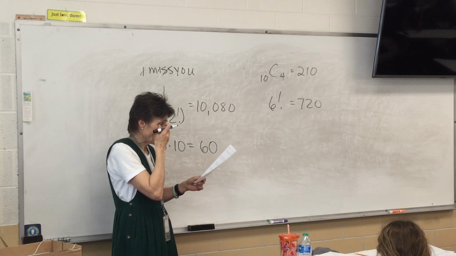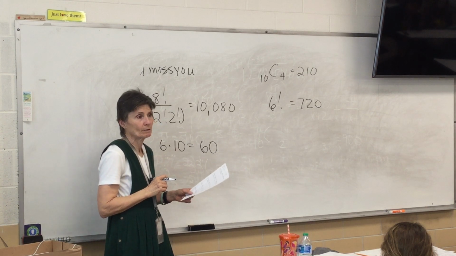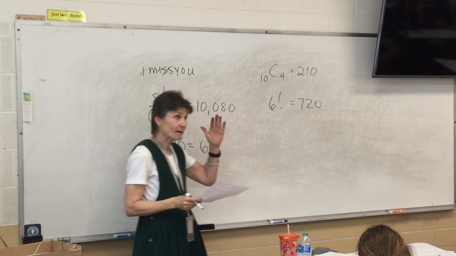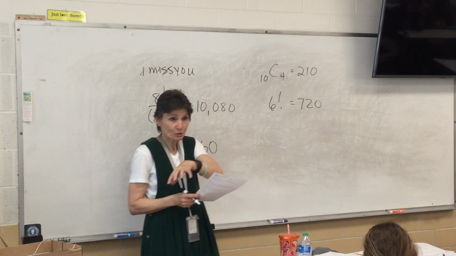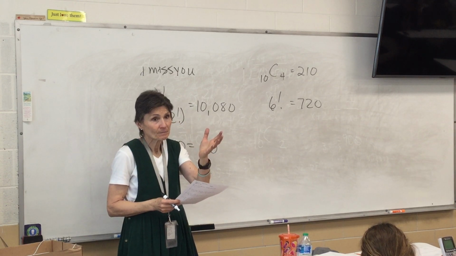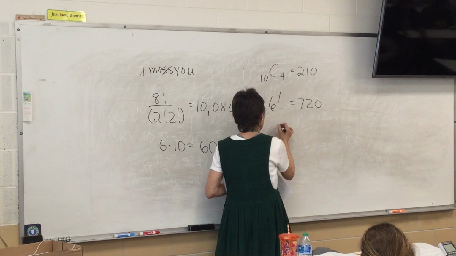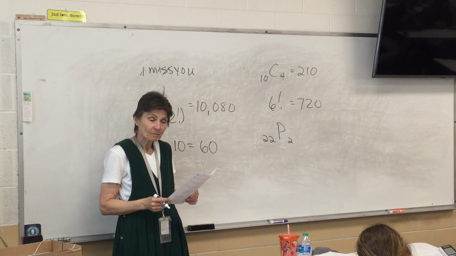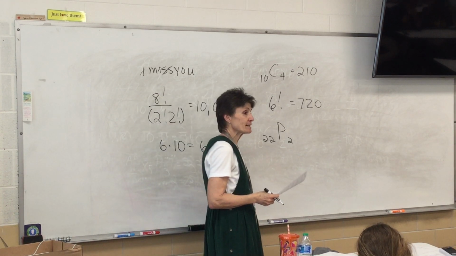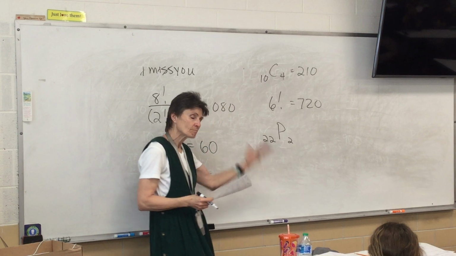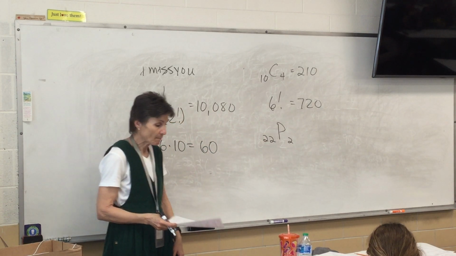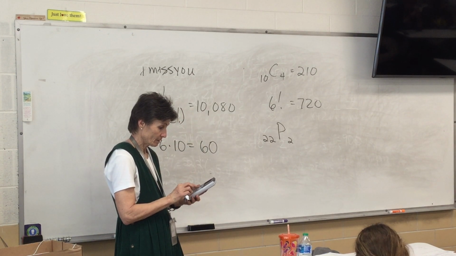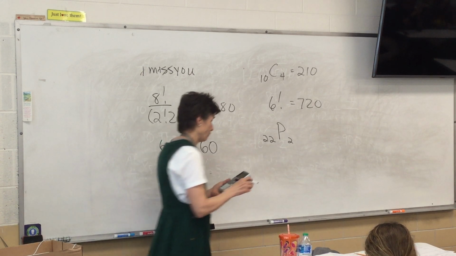Number 5. How many ways can I choose a president and a treasurer from my class of 22? Okay, think about it. There's 22 kids. I'm going to choose 2. It's either P or C. It's P. It has to be P because I am picking them for different jobs. If this said, how many ways can I pick 2 co-presidents, then it would be a C problem. But since I'm picking them for different jobs, it's a P. I got 462.